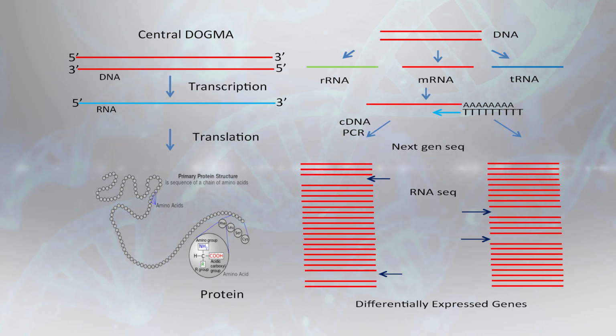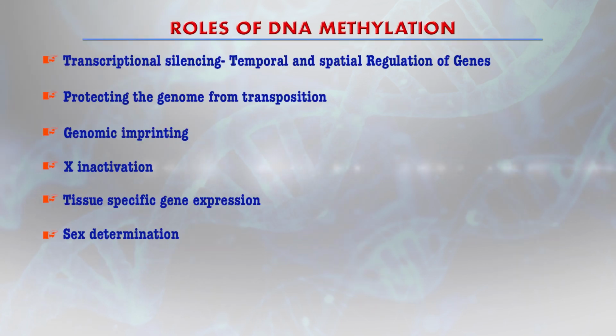You can see that some of the genes are missing, marked by the arrows. So these are differentially expressed genes. This is the cause: some of the genes are silenced in cancers by the methylation process. DNA methylation has many roles. They have genomic imprinting, exon activation. Basically, DNA methylation is needed for the normal physiology of the cells.